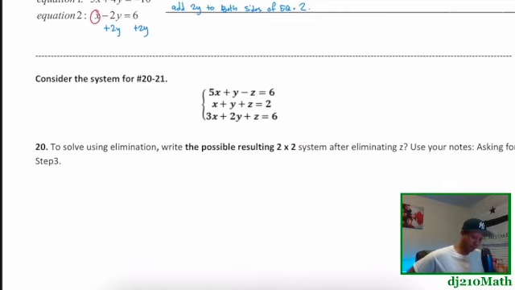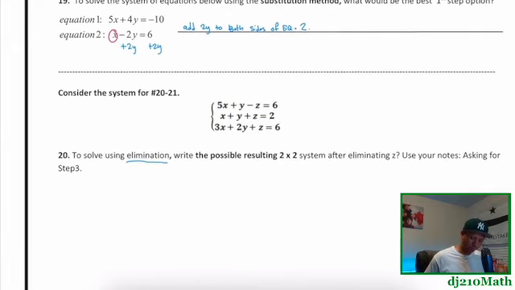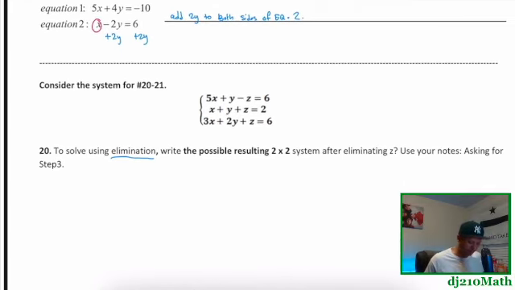Solve using elimination. Write the possible resulting 2x2 system after eliminating z. Use your notes asking for step 3. Okay, so in a 3x3 or in an XYZ, right, a 3 variable matrix, there's a 5-step process. This is asking for step number 3, right? You're going to do step 1, step 2, and then step 3 is what it's asking for. And they want you to eliminate z.